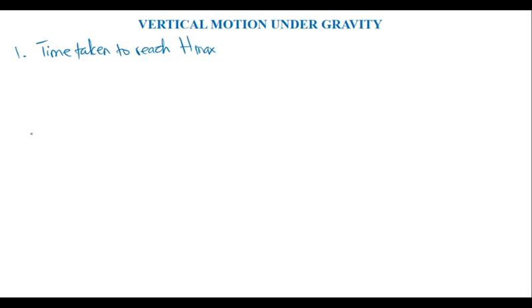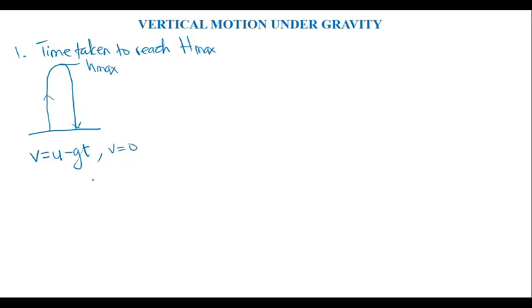Let me draw the diagram. We have a body being thrown upwards, and it goes up and then comes down. This is what we are calling our maximum height. For a body to reach this maximum height, for us to calculate the time, we use the formula v = u - gt. Remember I made mention of the fact that if a body is being thrown upwards, the final velocity is 0. So over here, v is equal to 0.